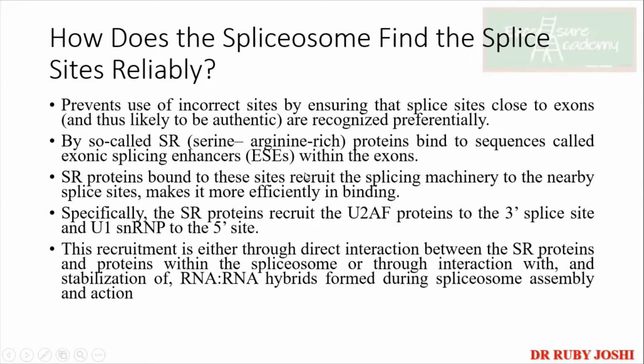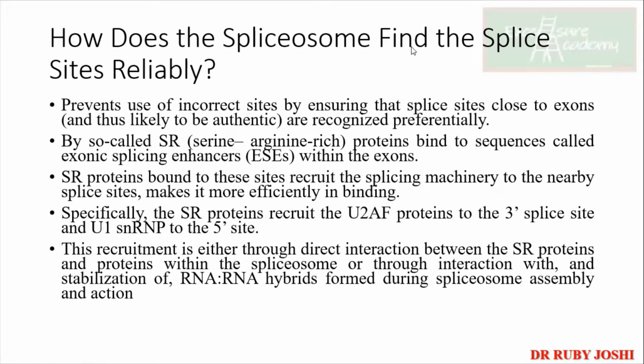How does the spliceosome make sure that these are the correct site at which I need to carry out the splicing, right? So we need some proof, we need some authentication by which the spliceosomes can make sure that जो भी हम splice करने जा रहे हैं, those are the correct regions. Okay, so everything needs to be foolproof, checkpoint होने चाहिए. So here also, they prevent the use of incorrect sites by ensuring that the splice sites are close to the exons and are recognized preferentially. अब ये कैसे करते हैं?